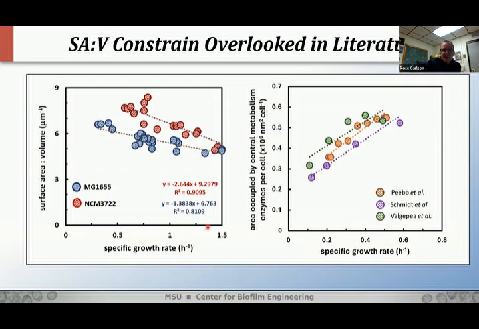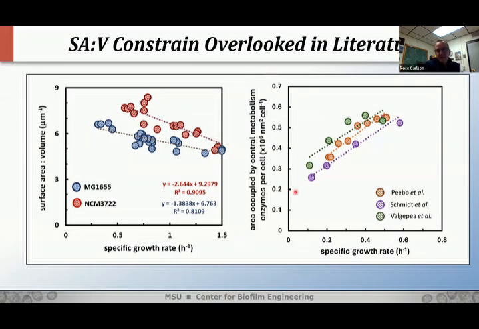The basis of their argument is this plot that I have on the left. Surface area to volume decreases with increasing growth rates. People interpreted this plot as if the surface area decreases with growth rate, certainly it can't be limiting the capacity of the cell. There must be some other major constraints. But looking at just the surface area to volume misses a big part of the story.